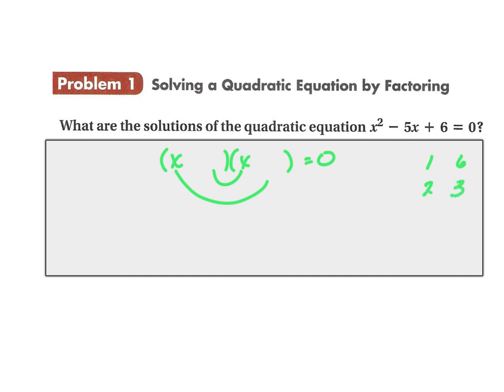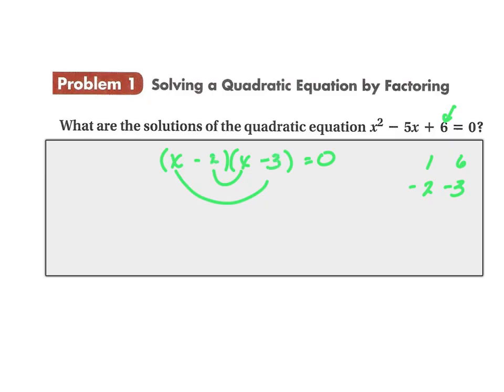So this is a tricky one because 1 and 6 can make a 5, but it'd have to make a 5 by subtracting, which means the 6 over here would have to be a negative 6. Well, it's not. So it has to be 2 and 3. And I want a negative 5, so it'd be those guys. And I just slide them up here.